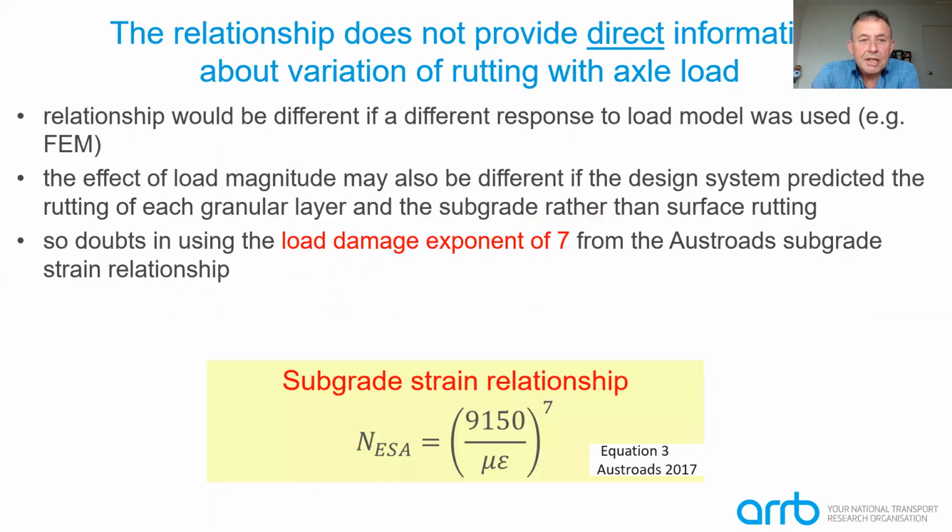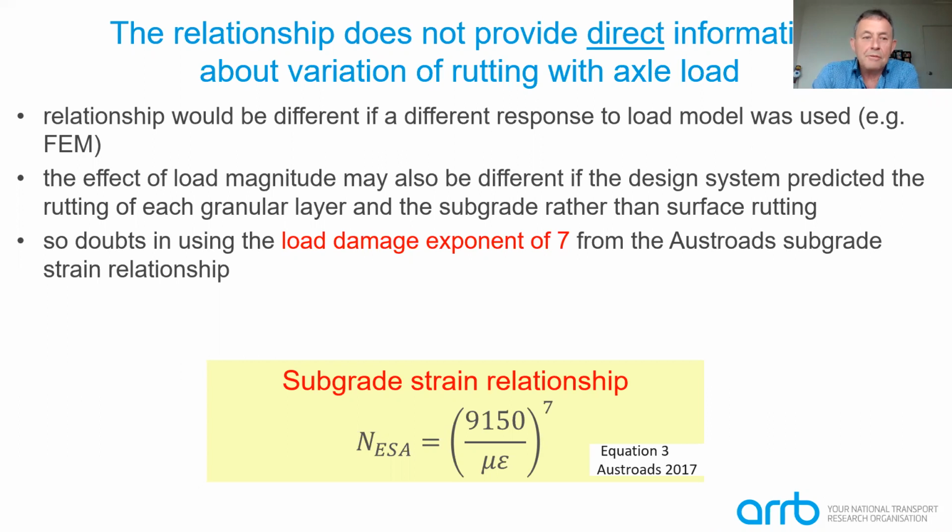But as you can see, this relationship doesn't provide direct information about the effect of axle group load on rutting. We don't have a basic lab test where we can control things, increase the load, and look at the deformation damage. The relationship we've found is very dependent on the model that we've used to calculate the responses, these vertical strains on the top of the subgrade.